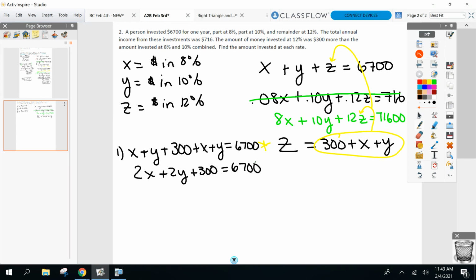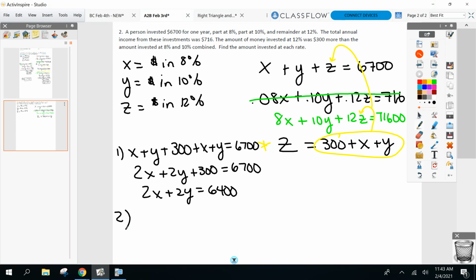All right, I can clean it up even more. Get X and Y. Keep it there. Move the 300 over now. 2X plus 2Y. Move the 300 over. 6,400. There's the first equation simplified down. Do it to the second equation now. Help me with the second equation. Plug in Z now for the second equation.